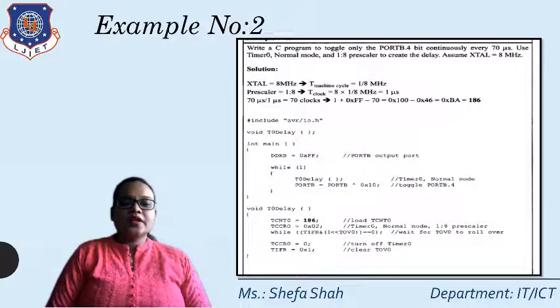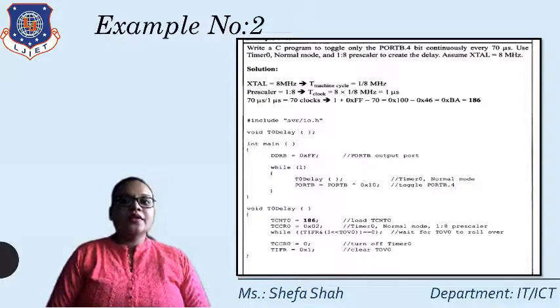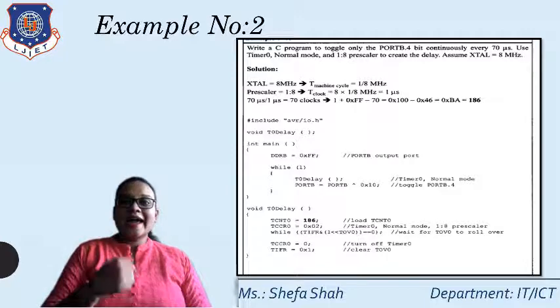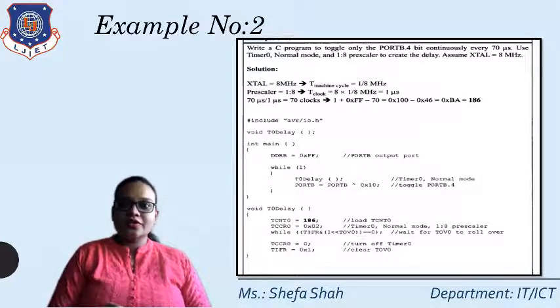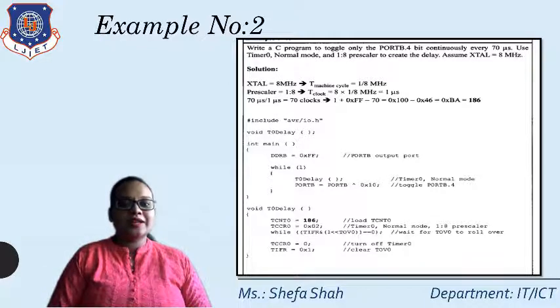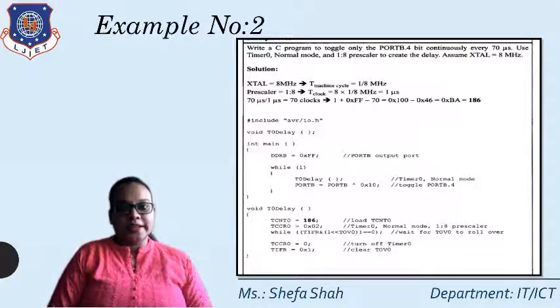Now let's see another example. In example 2, it says: write a C program to toggle only port B 4th bit, PB4, every 70 microseconds. So here we are given a delay of 70 microseconds. Use timer 0, normal mode, and 1:8 prescaler option to create the delay, and XTAL is equal to 8 megahertz.